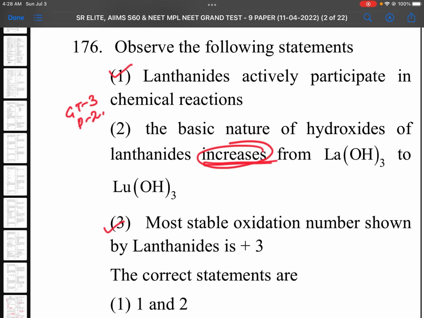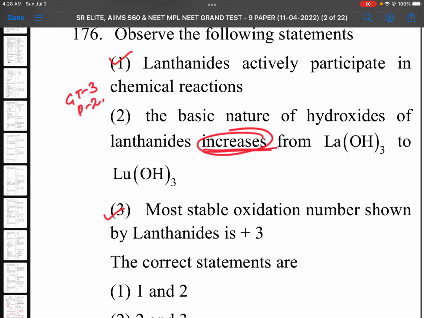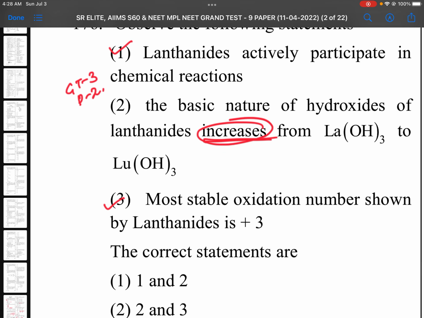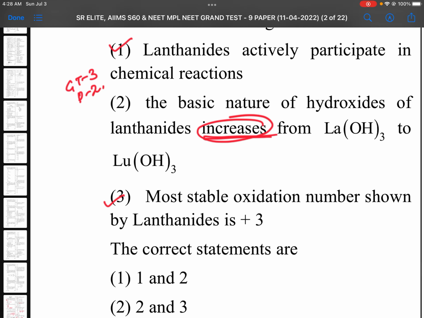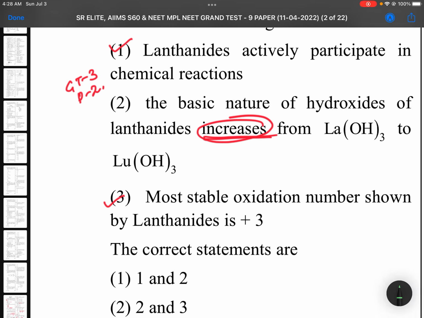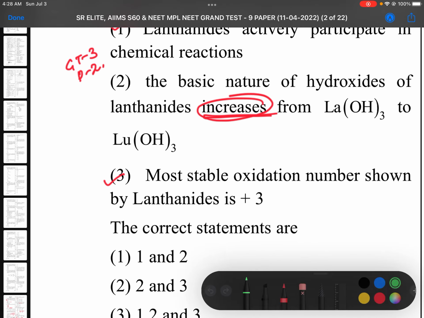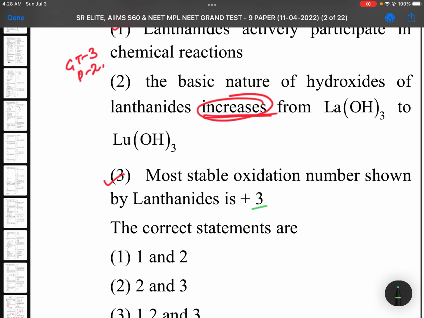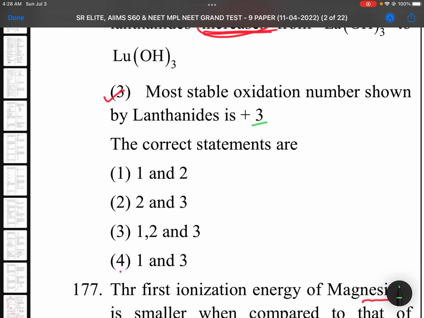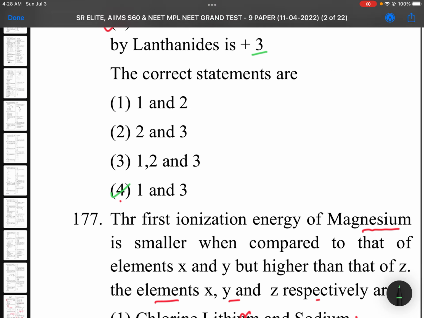See, observe the following statements. Lanthanides actively participate in chemical reactions. True statement. The basic nature of hydroxides of lanthanides increases from lanthanum to lutetium hydroxides. No, increases is a wrong statement. It decreases actually. The most stable oxidation number of lanthanides is +3. This is the right statement. So the correct statements are 1 and 3.